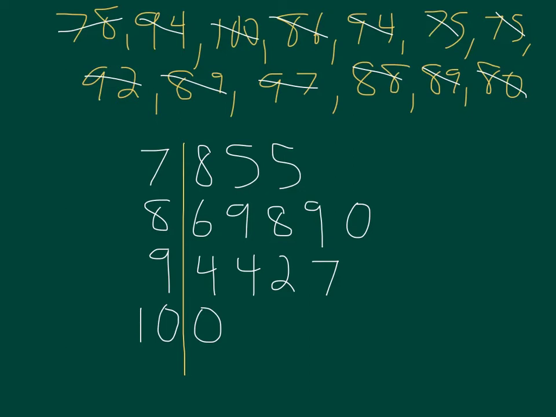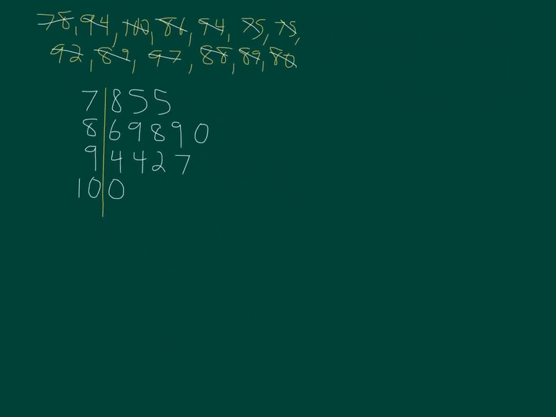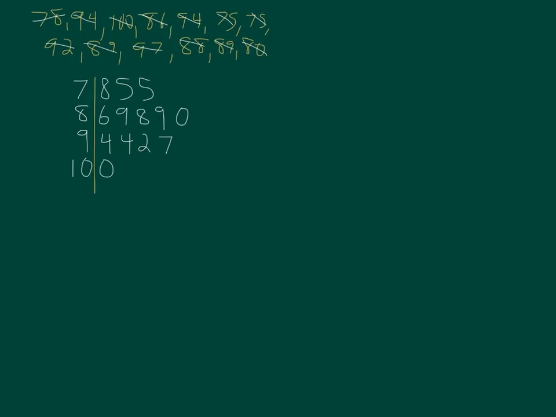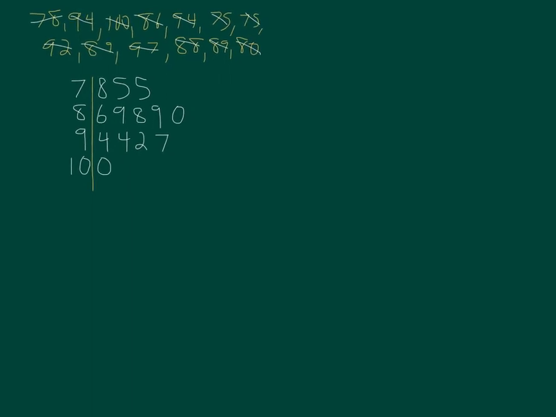Now remember, that's still not finished because we need to order them from least to greatest and have a key and a title. So I'm going to move this up here and out of the way so that we have a little more space to work but can still see that. Now I'm going to make my new line, and I'm going to identify my stems, which are still 7, 8, 9, and 10. Now I'm going to go through my leaves.